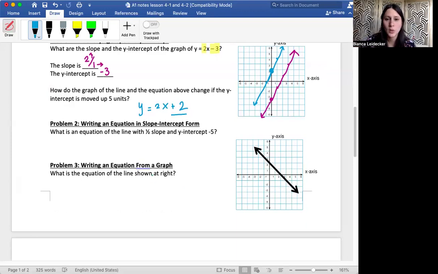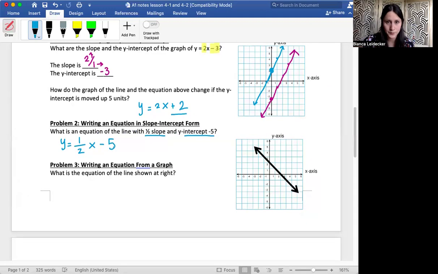Problem 2, write an equation in slope-intercept form. So this says, what is the equation of a line with a 1/2 slope and a y-intercept of -5? You're going to use the original equation, y equals mx plus b, replace m with 1/2 times x, and it's a -5 intercept. So we're going to write this as -5. That is literally all you have to do.